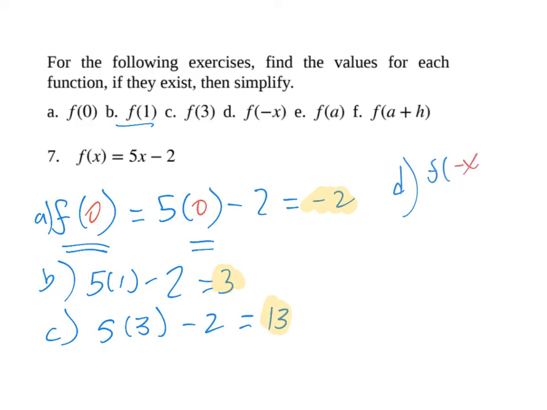I have to put that negative x, or that opposite of x, in wherever I see x. I'm running out of space here, so I'm going to do 5 parentheses, negative x minus 2. And then simplify this, I get negative 5x minus 2. That's as far as I can go, right? These are not like terms. There's no other arithmetic I can do. So I have to just stop here.